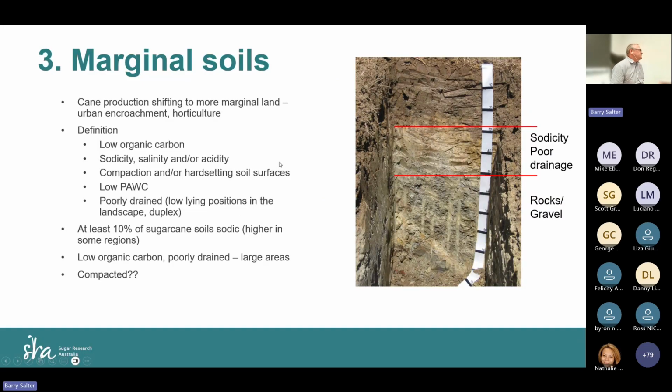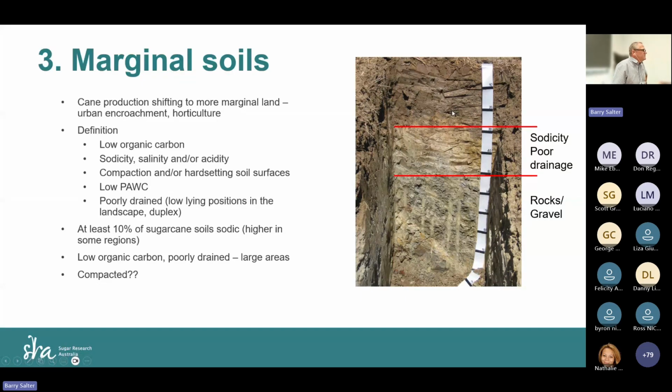Right, the next one was marginal soils. A significant amount of cane production is now happening on marginal soils. These are soils with low organic carbon, sodicity, salinity, acidity, compaction, which I've already mentioned. They've got low moisture holding or water holding capacity, and most often they're poorly drained as well. There's quite a lot of these soils in our sugarcane regions.